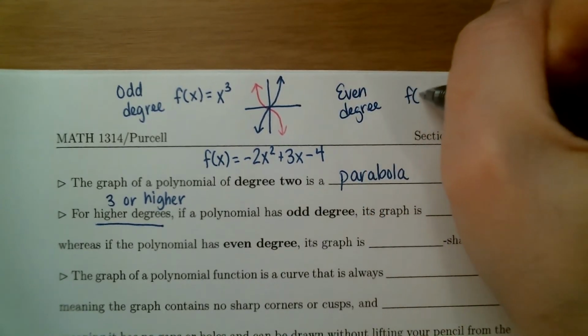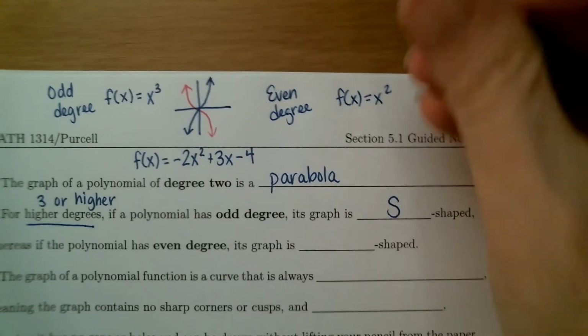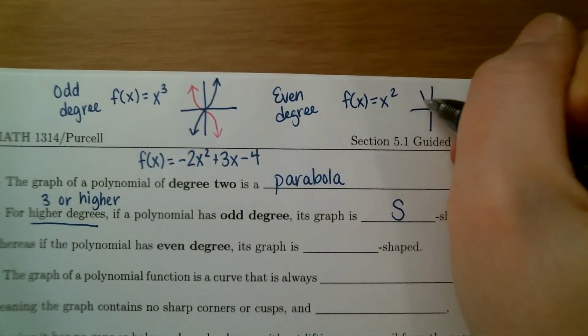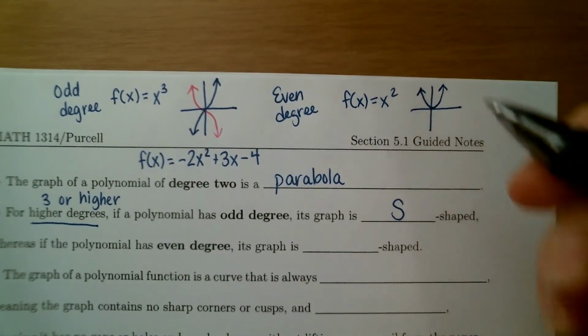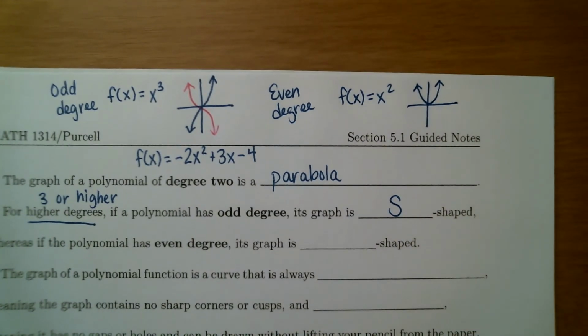Okay, so we know what x squared looks like. x squared is that very basic parabola that does this. Anything that's even is going to have a similar shape to x squared. So this is a U shape.